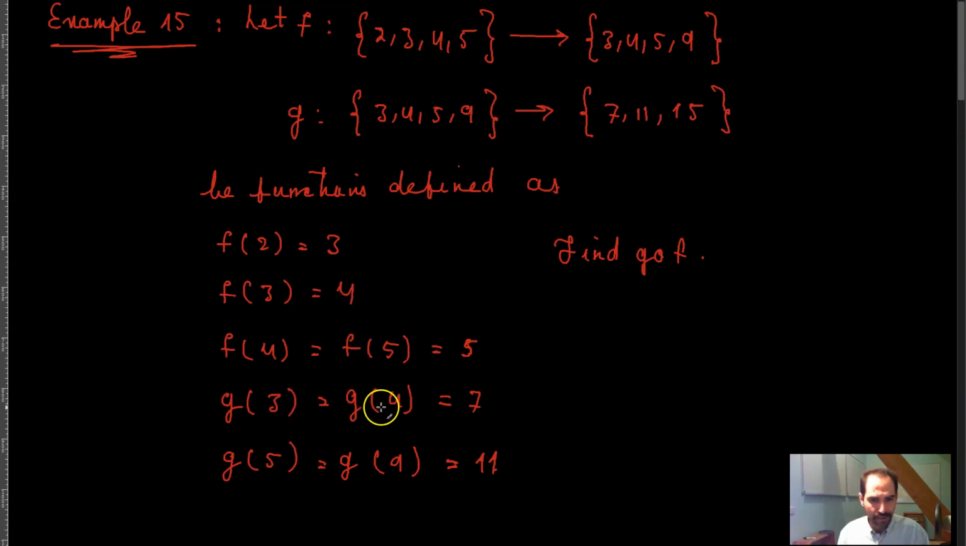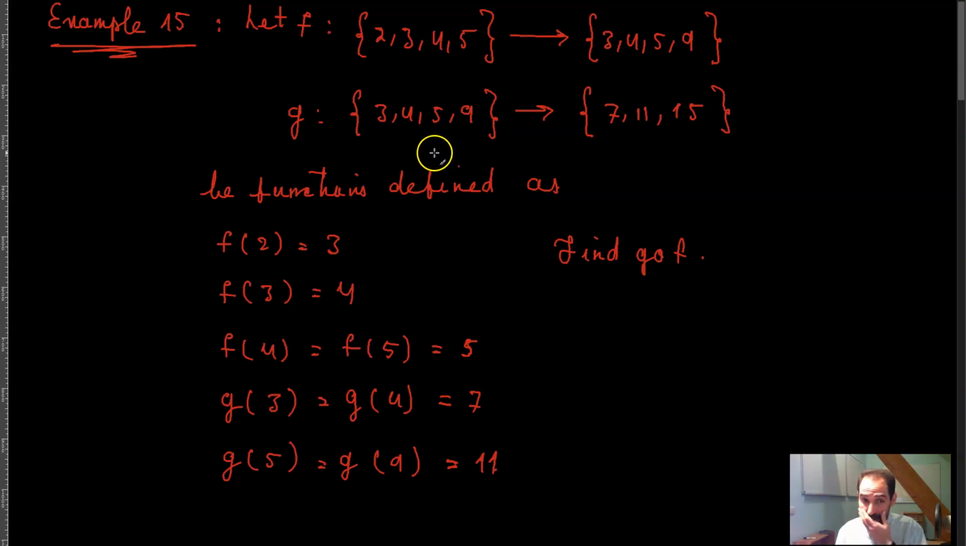Now g of 3 is equal to g of 4. When you talk about g, you have these members 3, 4, 5, 9, the same members over here, and g of 3 and g of 4 are equal to 7, and g of 5 and g of 9 are both equal to 11. That means that 15 is not the image of any of the elements in the domain of the function.